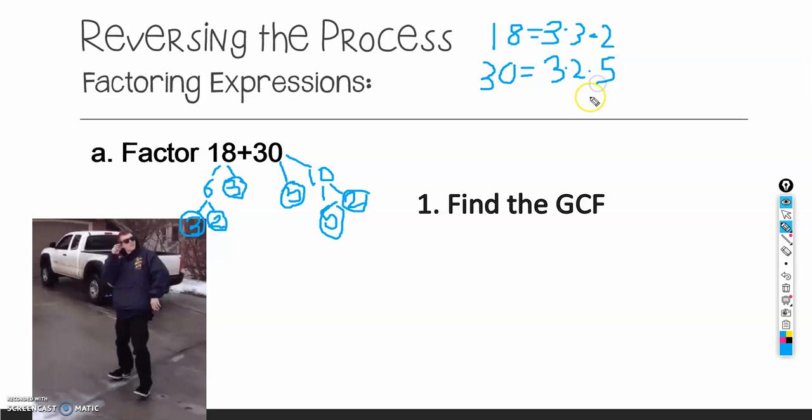So now I'm going to look and see, what do they share? We share a 3 and we share a 2. 3 times 2 equals 6. So our greatest common factor is 6.